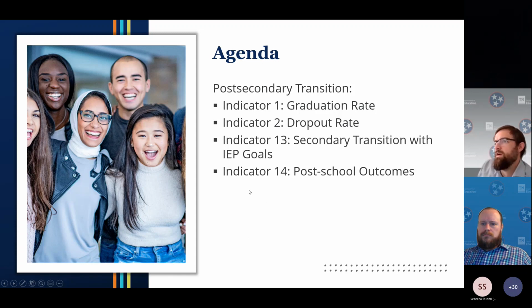For each of these, we'll talk about the definition, the data source, and how the indicator is actually calculated and how you can calculate it yourself and monitor your own progress throughout the year with the data that you have available. We'll pause after each of these indicators to see if you have any questions or comments.